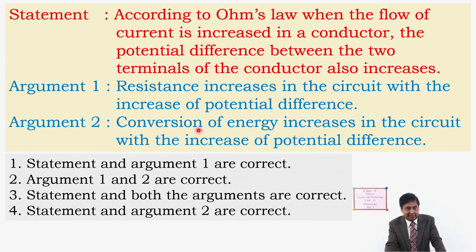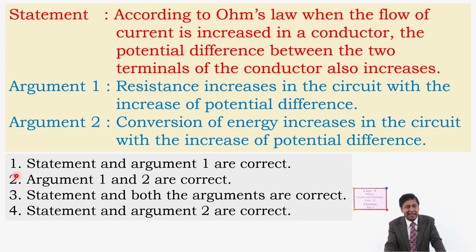Okay, in option number 1 the statement is correct, but another point is also given: argument 1 is correct. What is argument 1? Resistance increases in the circuit with the increase of potential difference. What do you think? Is this correct? No. The resistance of a certain resistor or the filament of the bulb remains the same whether you are using 1 cell or 2 cells or 3 cells. The resistance of that conductor, I mean to say that resistor, remains the same whether you are increasing potential difference or decreasing potential difference. That's why this argument, that resistance increases in the circuit with the increase of potential difference, is not correct.